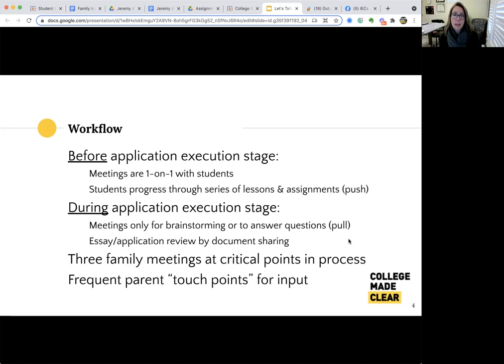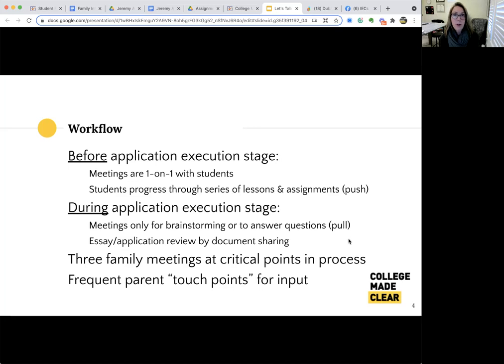During the application phase, it's a pull process, which means we're only meeting in person to do brainstorming or for me to answer questions, maybe provide encouragement, talk a kid off the ledge, help them with something. All the application and essay review is done purely by document sharing and communication by text. I have three family meetings during the process. The first is the kickoff meeting with everyone in the family present. The second is the application strategy meeting, done once the college list is final and before the Common App opens on August 1st. The third is a decision meeting with all parties together, if need be, to help a student make a final decision about where to go to college.